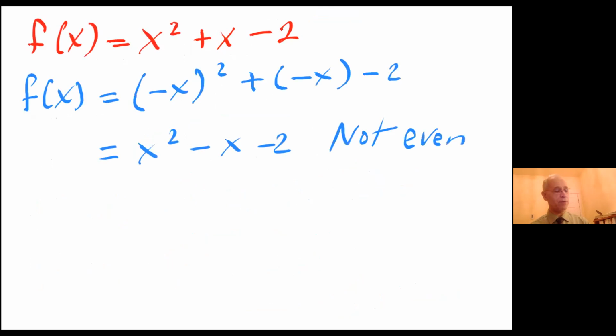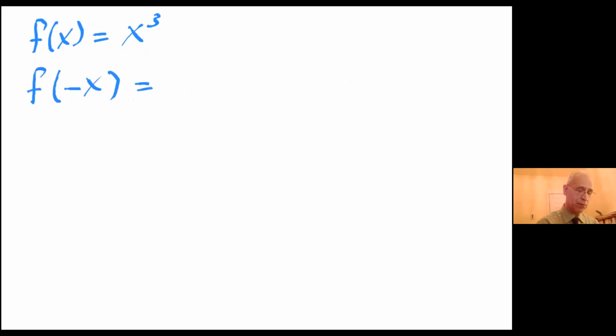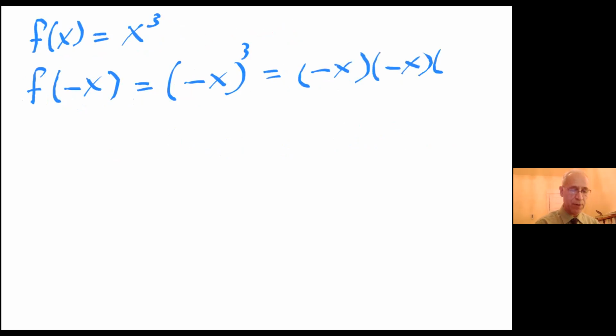Now let's do a couple of examples for odd functions. The most basic example for an odd function is f of x equals x cubed. Okay, so f of minus x equals minus x to the third, which equals minus x times minus x times minus x, and that equals minus x cubed.